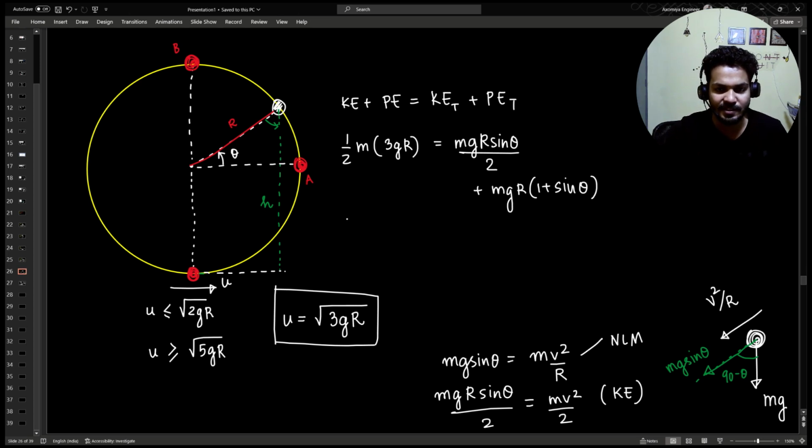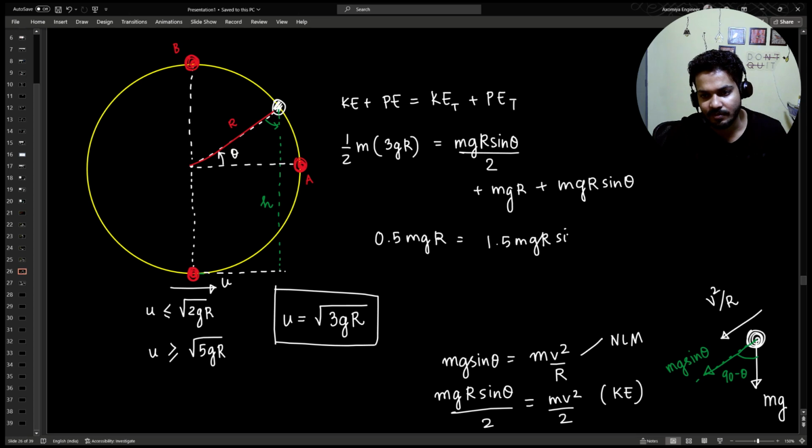So on the left hand side you have 1.5 mgr, and if I open this bracket, what do I get? I get mgr plus mgr sine theta, right? Okay, so carefully solve this equation. You have 1.5 mgr on the left hand side, minus mgr, so on the left hand side you'll have 0.5 mgr, and on the right hand side you have 0.5 mgr sine theta and 1 mgr sine theta, so 1.5 mgr sine theta, right?